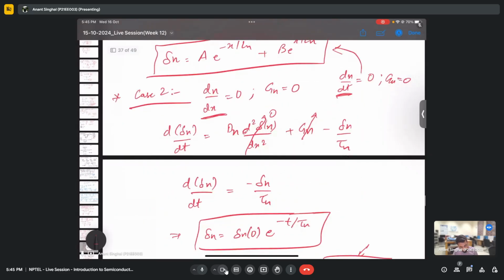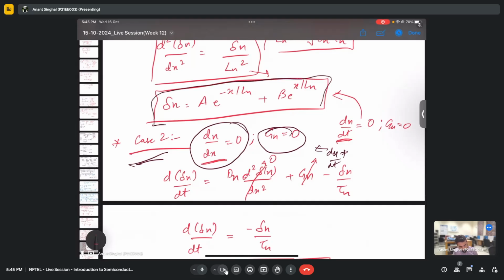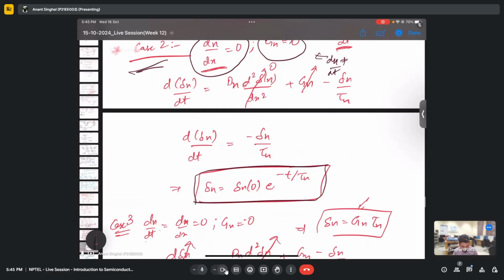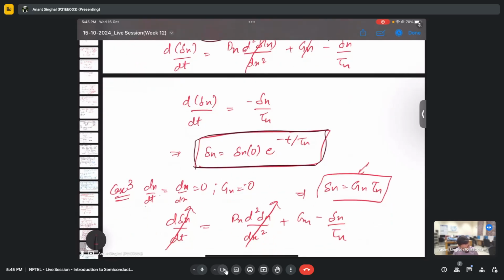The second case that we did was where the concentration gradient is zero and there is no light, but it is not steady state because dN/dt is not equal to zero for this case. And we got to know what the excess minority carrier concentration formula is. So if you know these formulas, these problems can also be solved very quickly. Yeah, so this was one thing.